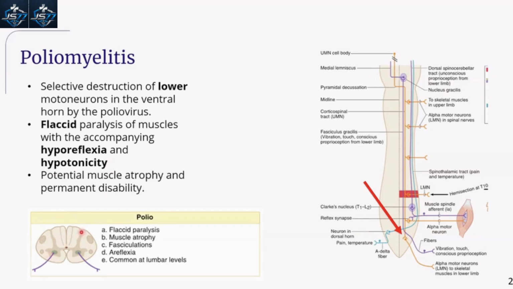And here is where this is happening. So this is ventral, this is dorsal. You're looking at the spinal cord. These are the secondary or lower motor neurons exiting the spinal cord. And this is where this deficit takes place.